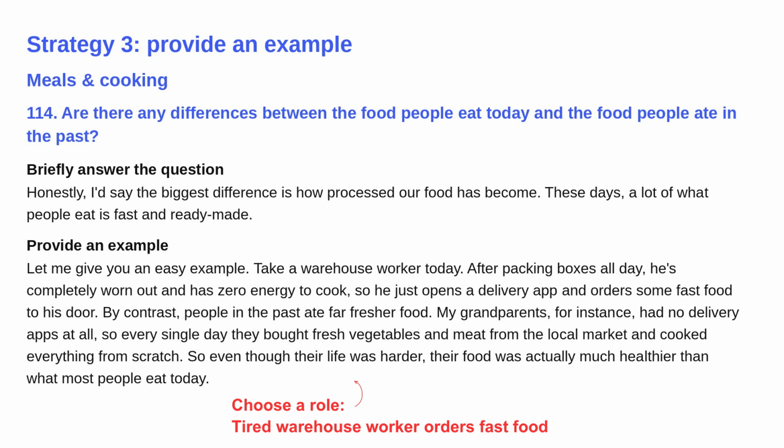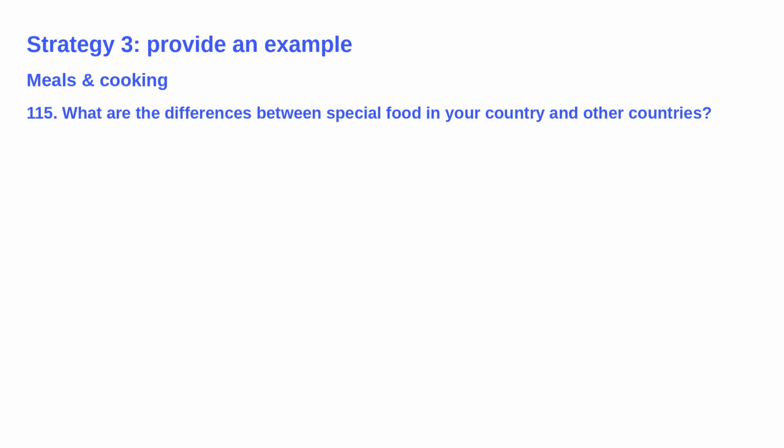By contrast, people in the past ate far fresher food. My grandparents, for instance, had no delivery apps at all. So every single day they bought fresh vegetables and meat from the local market and cooked everything from scratch. So even though their life was harder, their food was actually much healthier than what most people eat today. What are the differences between special food in your country and other countries?